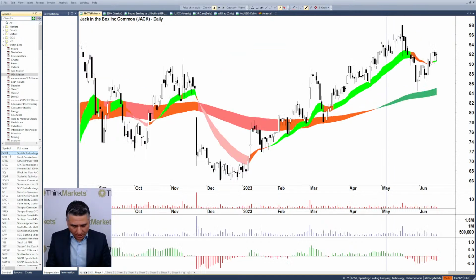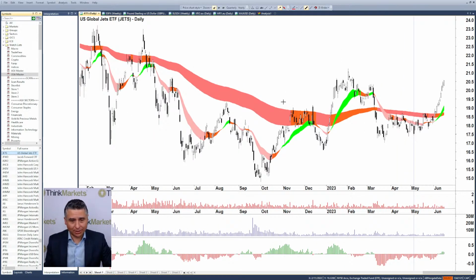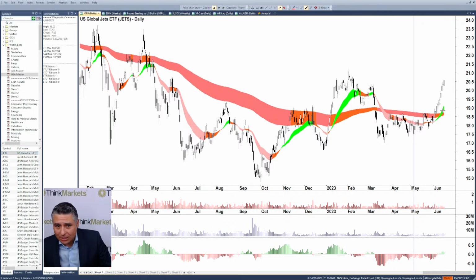Let's maybe find them in Nicola's second suggestion, which is JETS, the US Global Jets ETF. Is it something to do with the airline industry? Honestly, I don't know. Half decent. This is good.